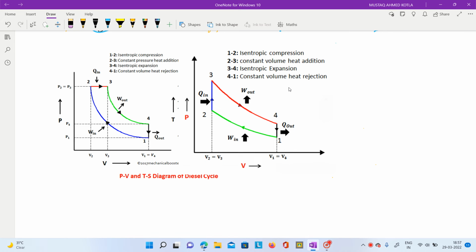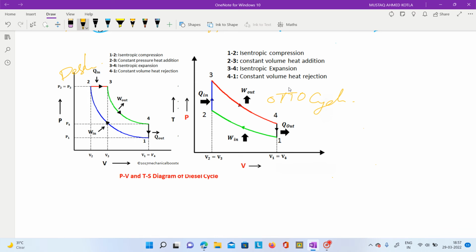By seeing this, you can easily identify this is a diesel cycle, right? Diesel cycle, and this is an Otto cycle. What is Otto and what is diesel cycle? I won't explain any concept here. I will explain only the problem-solving part. Let us discuss the Otto cycle first.